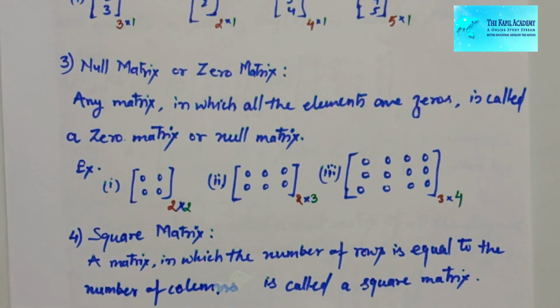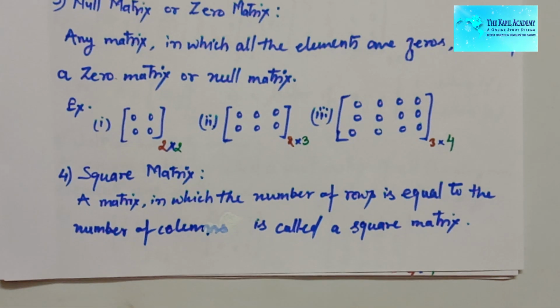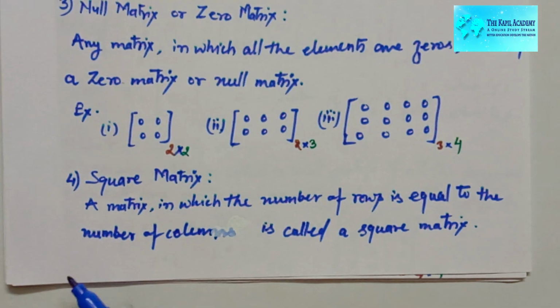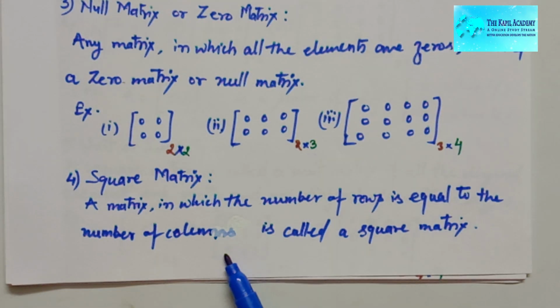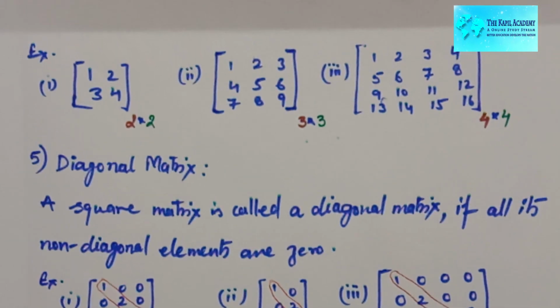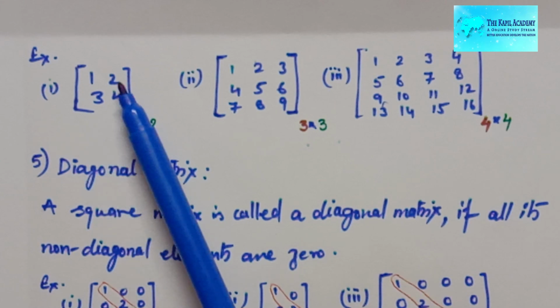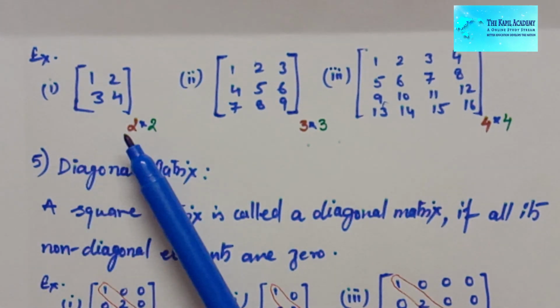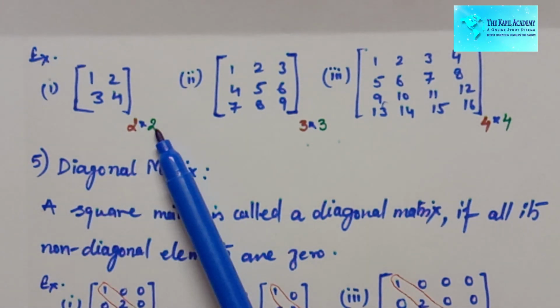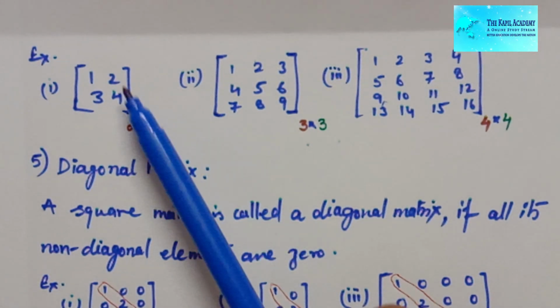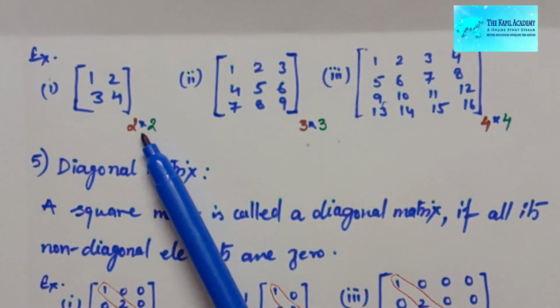After this, the next very important type of matrix is the square matrix. A matrix in which the number of rows is equal to the number of columns is called a square matrix. Here is an example of a square matrix. I have 4 elements arranged in 2 rows and 2 columns. The total number of elements in this 2 by 2 matrix is 4. The number of rows is equal to the number of columns. This is the square matrix of order 2 by 2.